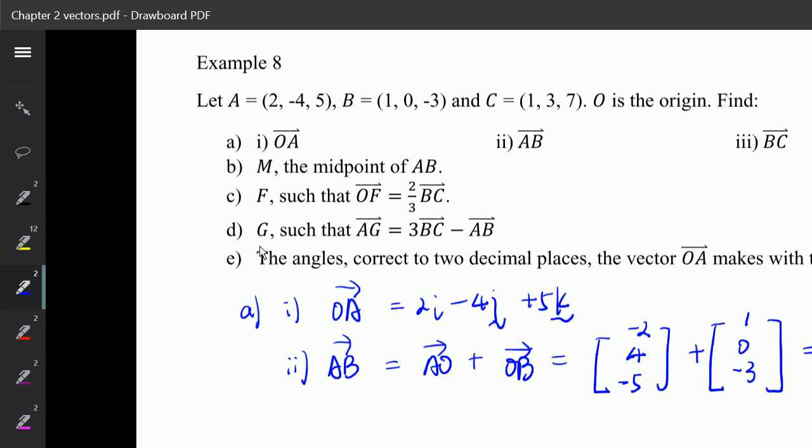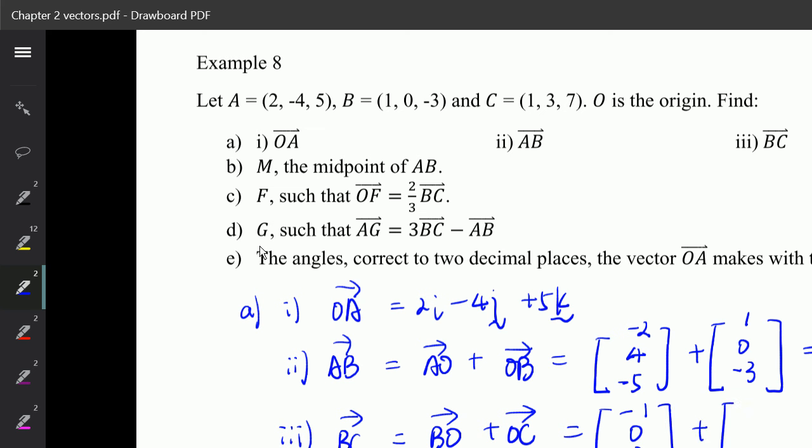Then number 3 is BC. BC is BO plus OC. BO is minus OB, so minus OB is minus 1, 0, and 3, plus OC which is 1, 3, and 7. That equals 0 plus 3j plus 10k.